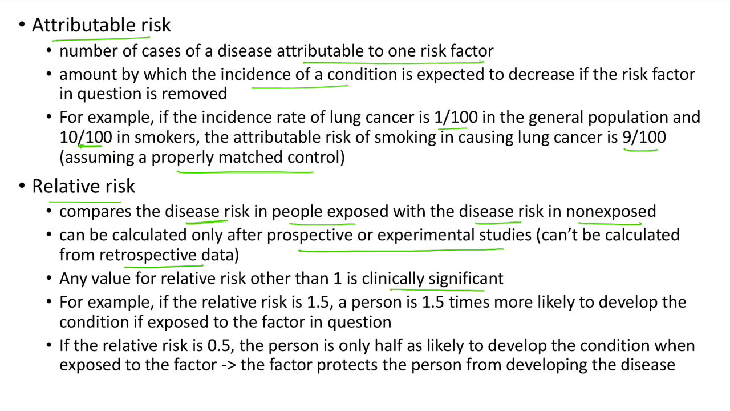For example, if the relative risk is 1.5, a person is 1.5 times more likely to develop the condition if exposed to the factor in question. If the relative risk is 0.5, the person is only half as likely to develop the condition when exposed to the factor. That is, the factor protects the person from developing the disease.